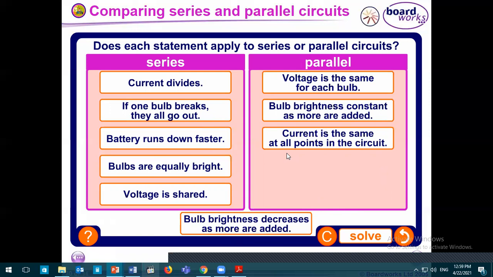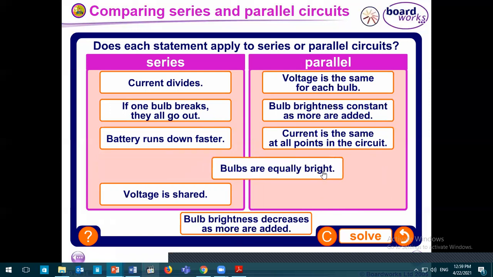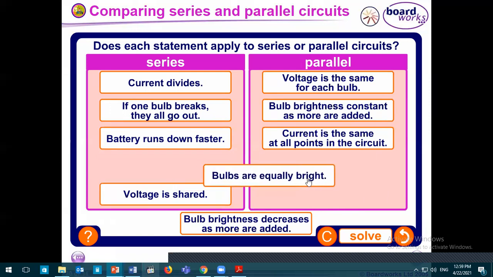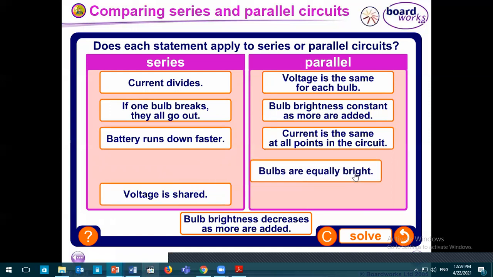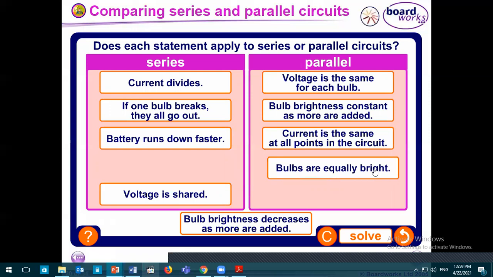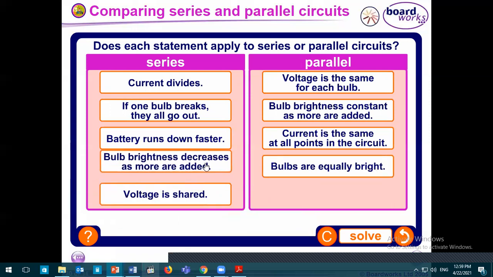What do you think? Should I move this one? I really don't know. I'm just asking you. We're trying this. It's okay to make mistakes. Should I move this one here? Bulbs are equally bright. Should I move it to the parallel? Is that what you mean? Yes. Okay, we'll check now.